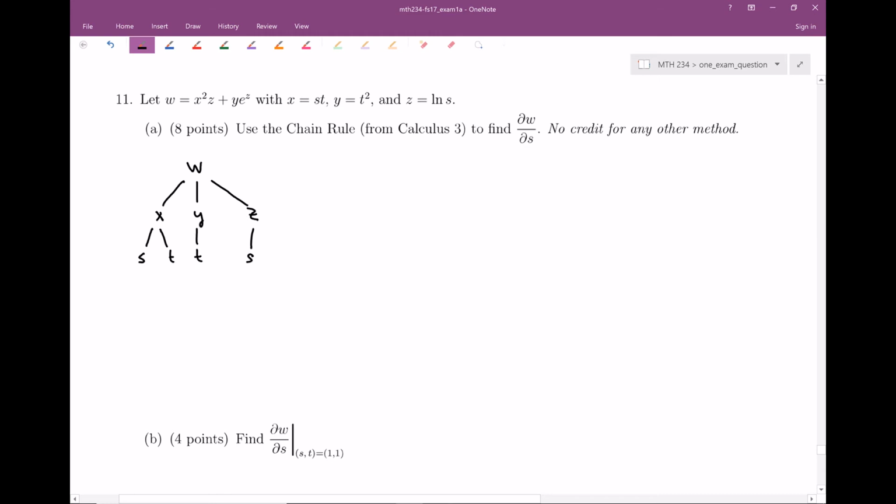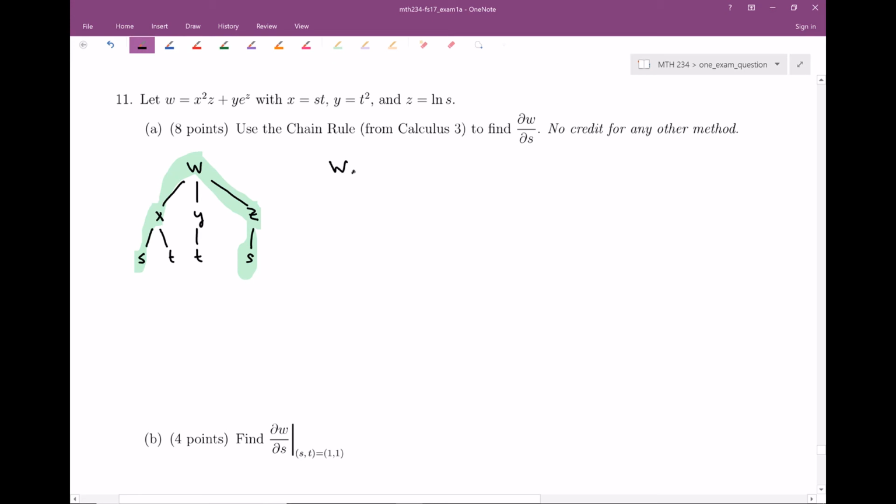So remember, I want to go down all the paths that lead to s's, right? So in this case, I want to do the partial of w with respect to x, and then the partial of x with respect to s. If you tried to go down this other path, you would multiply by 0, because when you take the partial derivative of this with respect to s, you get 0. So notice we don't have anything there. And I'm going to do the partial derivative of w with respect to z, and then z with respect to s. So those are the paths that I'm using in this case.